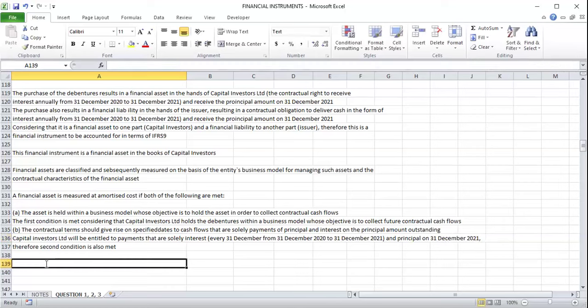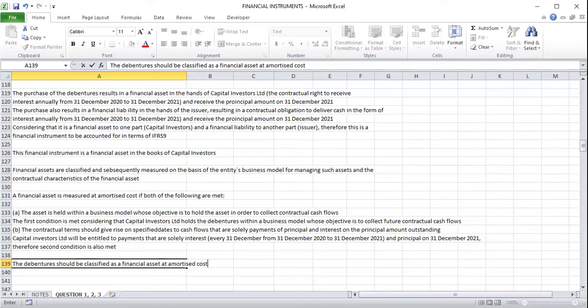So I'm saying the debentures should be classified as a financial asset at amortized cost. That's number one thing. All right. Why did I dwell on this classification? Because it is the one that will determine how we shall account for the financial asset. That's why I had to do this.